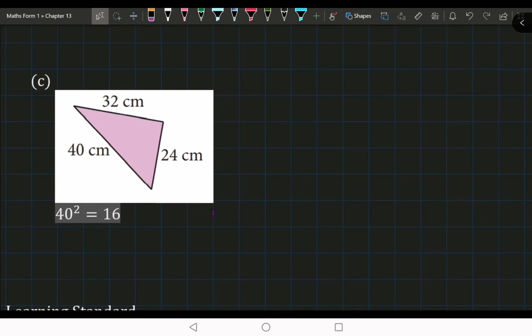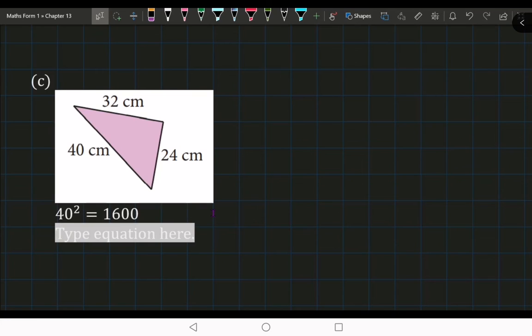40 square is 1,600. We are going to find the sum of the squares of the other two sides, 32 square plus 24 square, to see whether it is also 1,600. We try that using the calculator. We get 1,600 also.